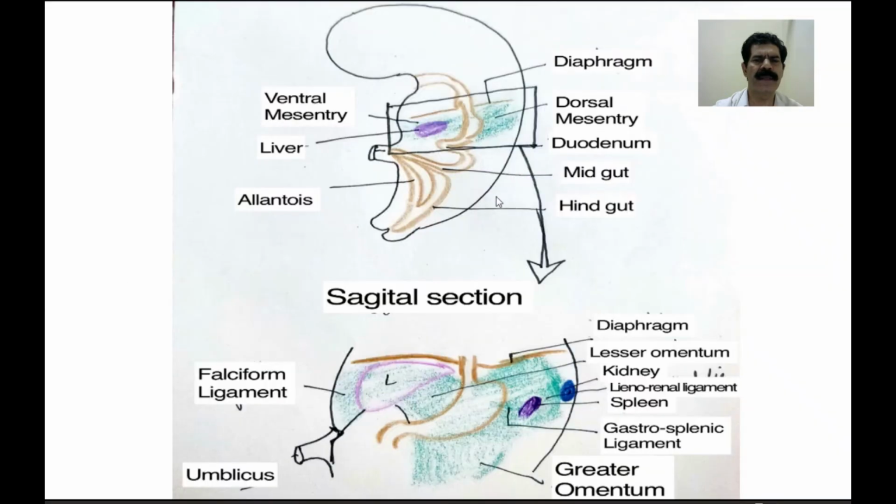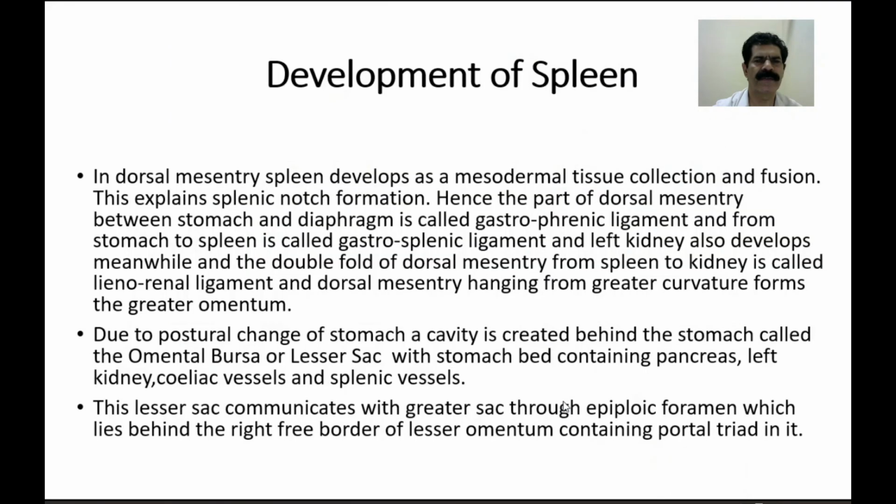mesogastrium or the mesentery. Now the part of the dorsal mesentery which is hanging down from the greater curvature is named the greater omentum. So this is how we have seen that all these ligaments around the stomach, the liver and the spleen are all derived from the ventral and the dorsal mesenteries.